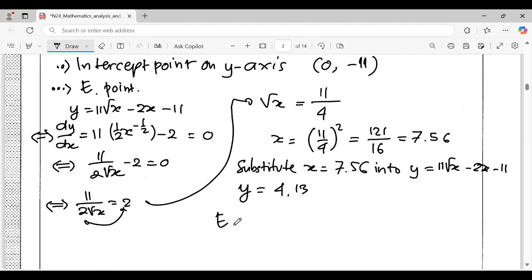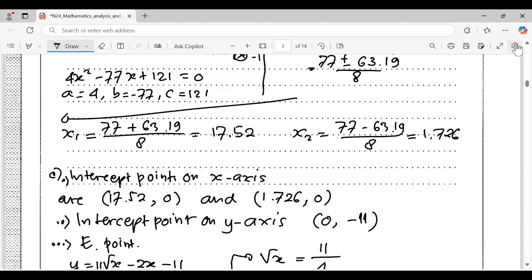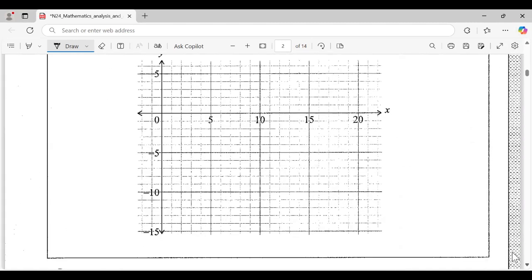So the extreme point is (x, y) equals (7.56, 4.13). Insert the points on the x-axis first. 17.52 is around here, 17 on here. And after that, 1.7, around here. Then insert the point on the y-axis, −11, this one.